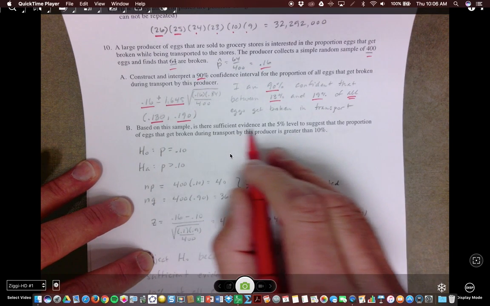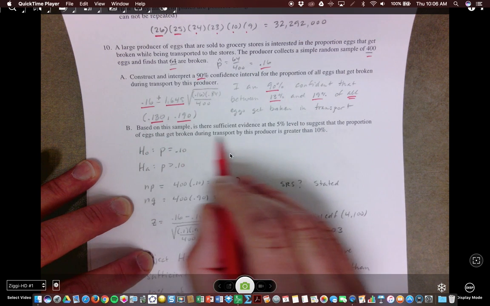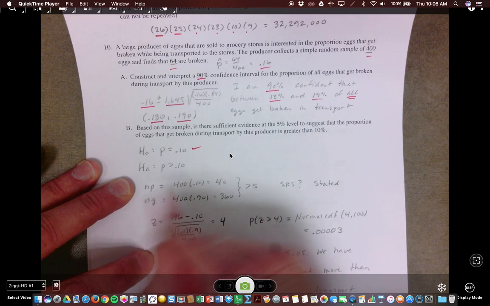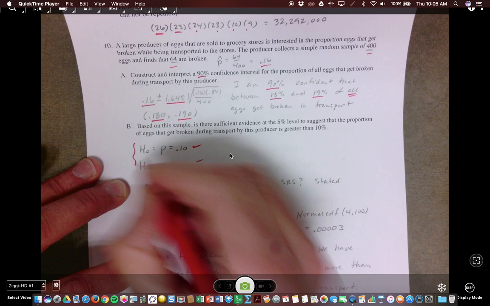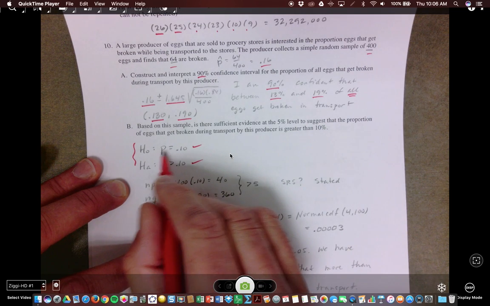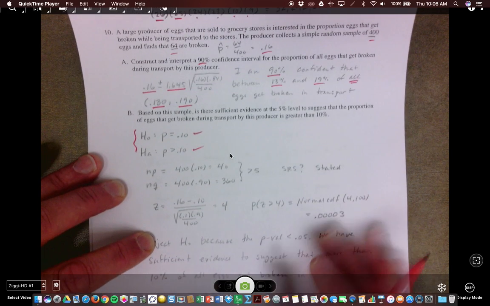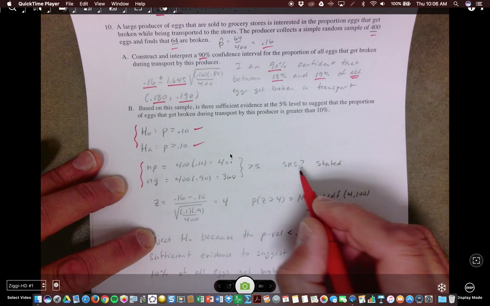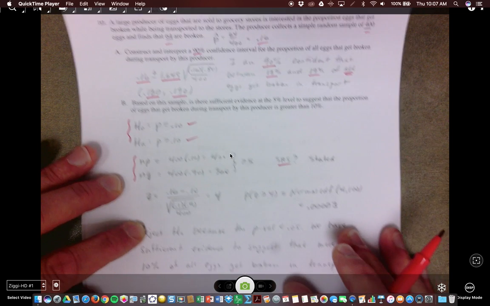Based upon this sample, is there sufficient evidence at the 5% level to suggest that the proportion of broken eggs is greater than 10%? We're going to assume that it is 10%. The question kind of asks us to see if it's more than that. So these are the hypotheses. Make sure that you can define what p is here. p is the proportion of broken eggs during transport. We've got some conditions that need to be met. Both of these numbers end up being bigger than 5, and it did state in the problem that it was a simple random sample. So the conditions are all met.